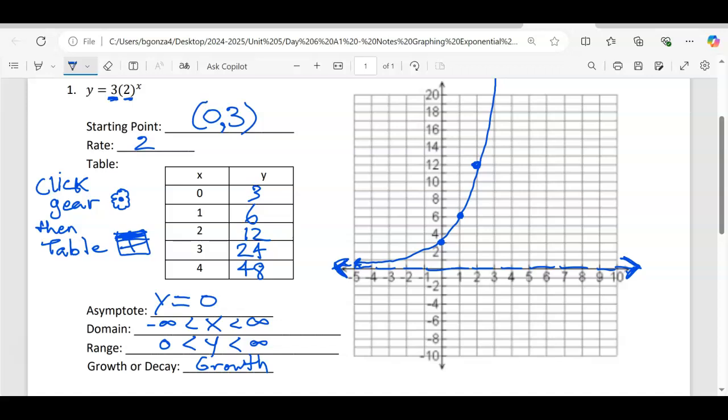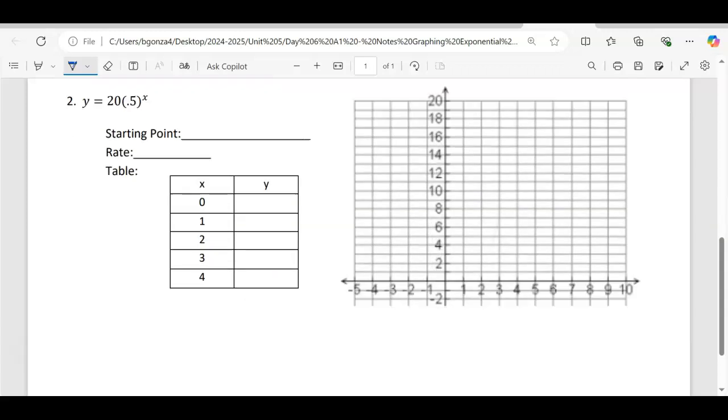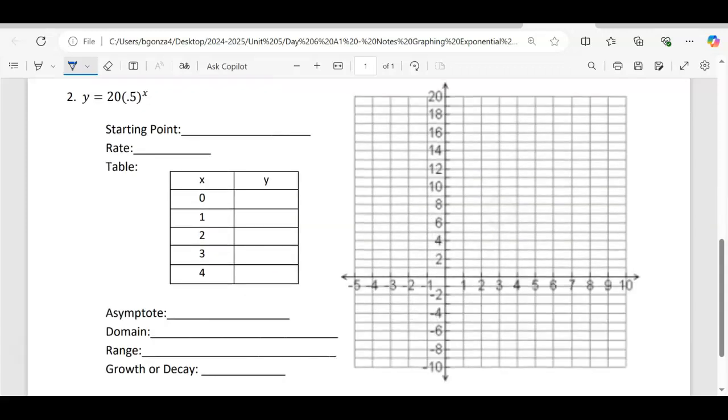All right, here we go. Does anyone still need this? You got it? Okay, I have to do the next one. Here we go. Starting point. Again, that first number, 0, 20 is your starting point. Go ahead and put a point there at 0, 20. The rate is in the parentheses, 0.5. So remember, 0, 20 is my starting point on the table, right?